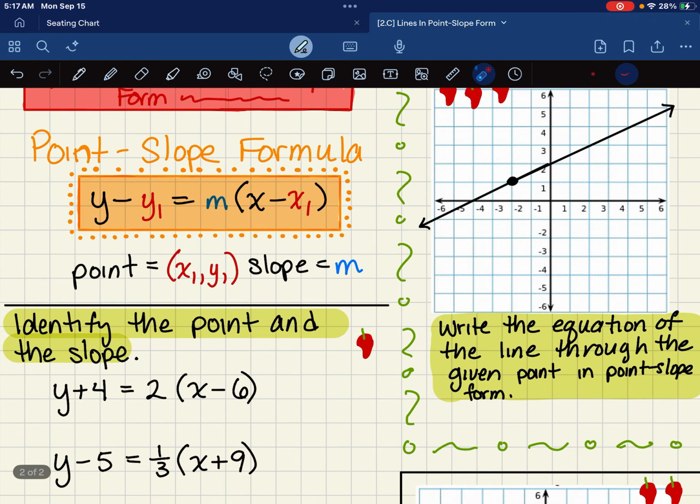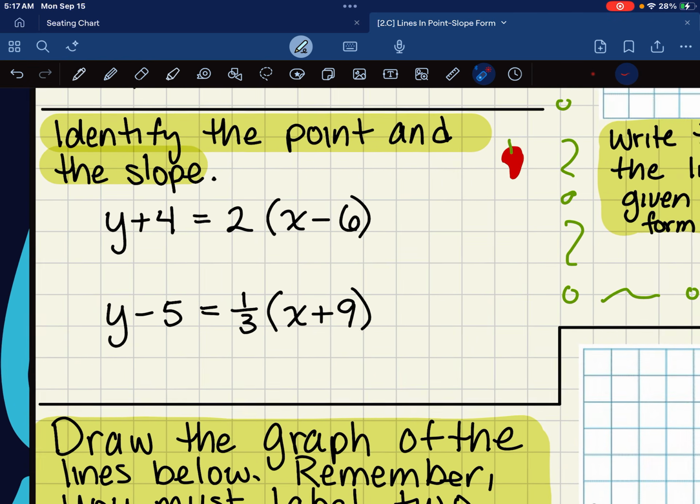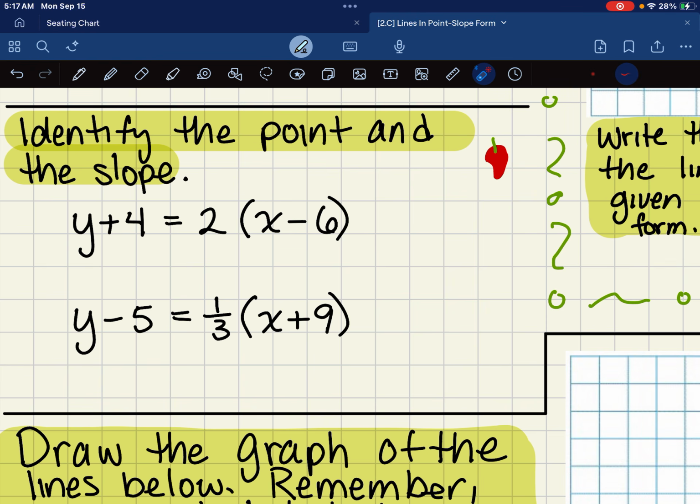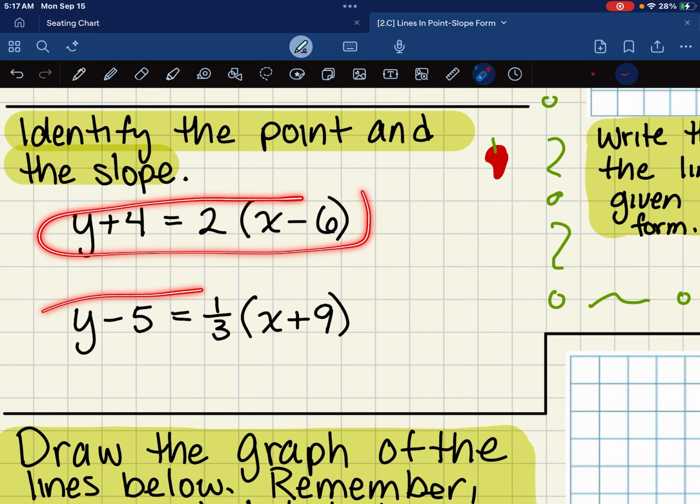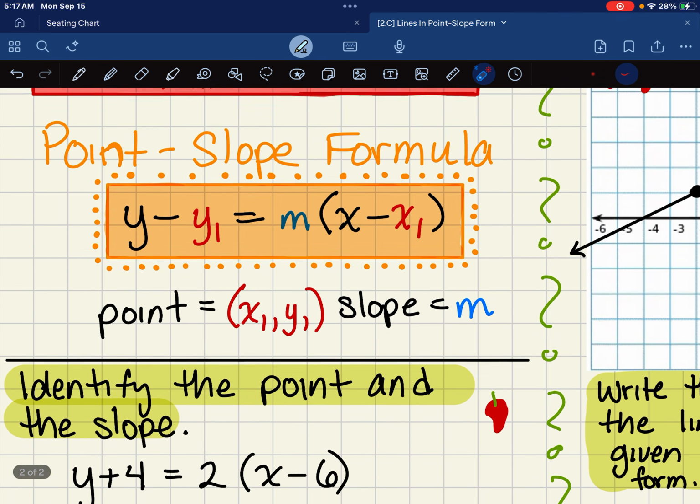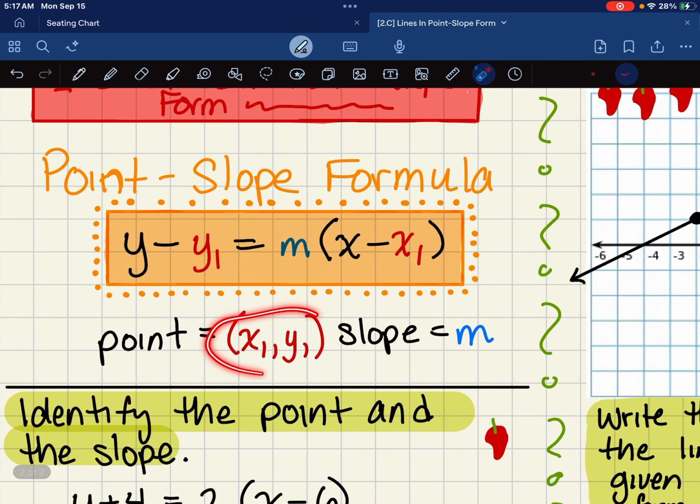All right, so I'm going to go through this problem set here. It says identify the point and the slope. So we're given the equation of two lines. My color coding here is very intentional. My point is this x1 and the y1 that are both here. And then my slope is this one in the dingy blue, the number in front of the parentheses. The stuff written in black is pretty much the same every single time, so that's the template that I write out, and then I fill in those numbers.